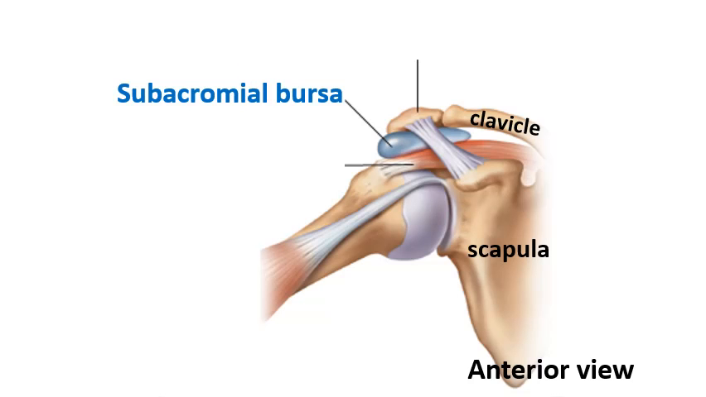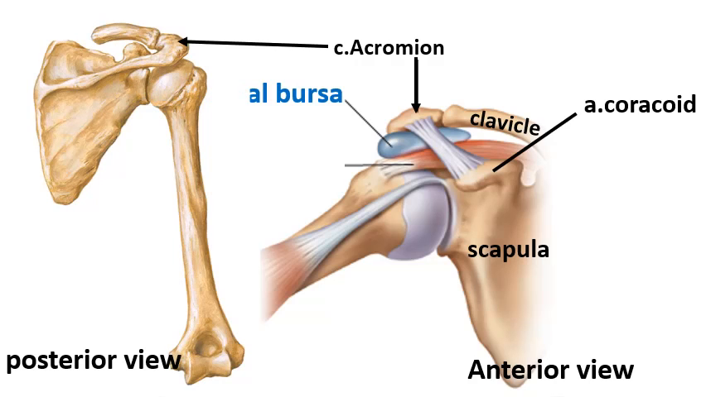The third type of bursa is the subacromial bursa. Where is this bursa found? Let us see. From the superior aspect of the scapula projects a process called the coracoid process. And there is another process projecting also from the scapula, but projects from the spine of the scapula posteriorly, and it projects laterally. It's called the acromion.